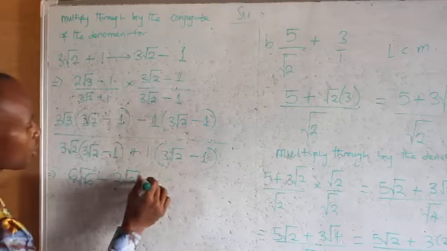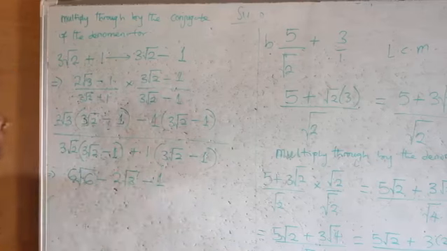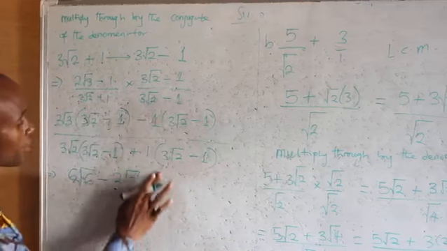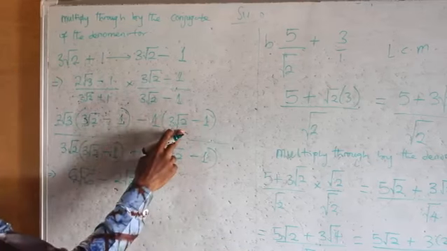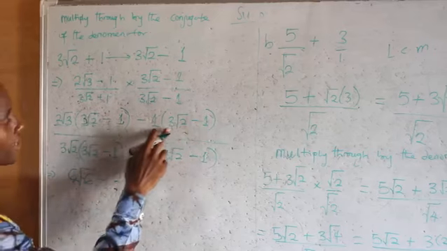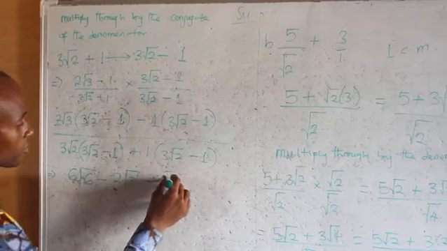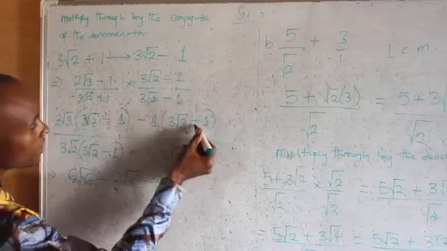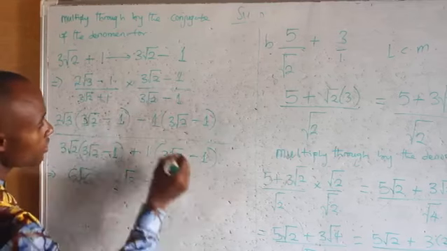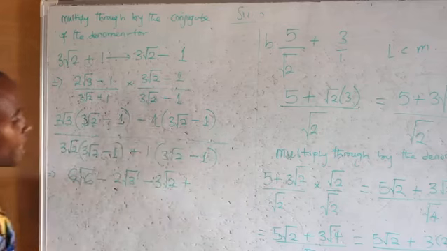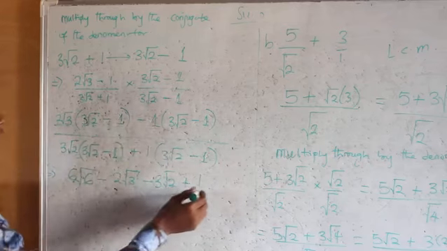Now we have minus 1 times 3 root 2. What do we have? 3 root 2. Minus times minus is what? Plus. Plus 1 times 1. What do we have? 1. We are through with the numerator.